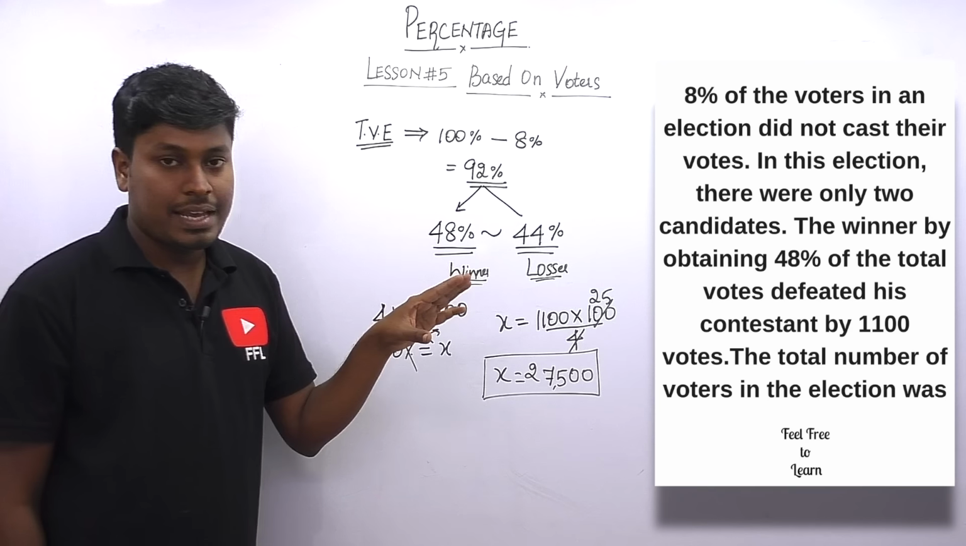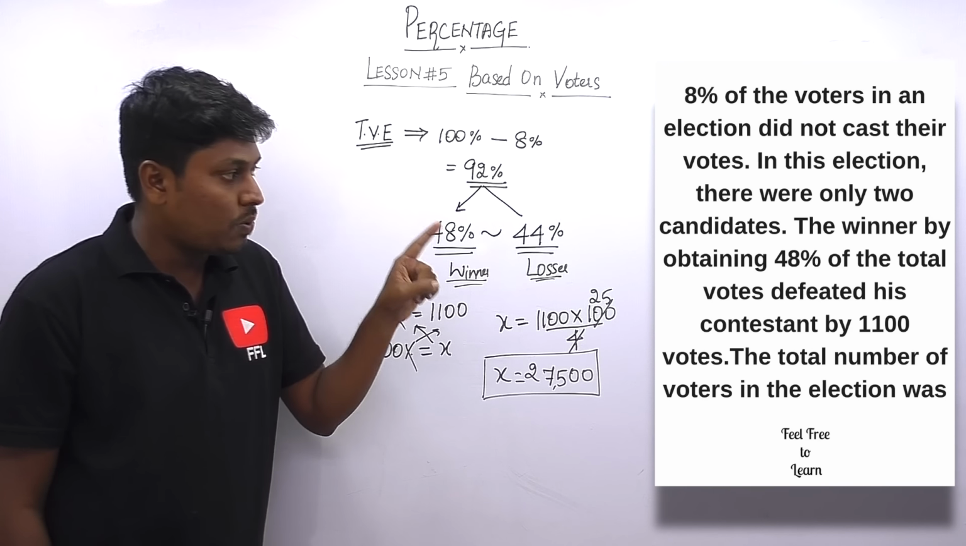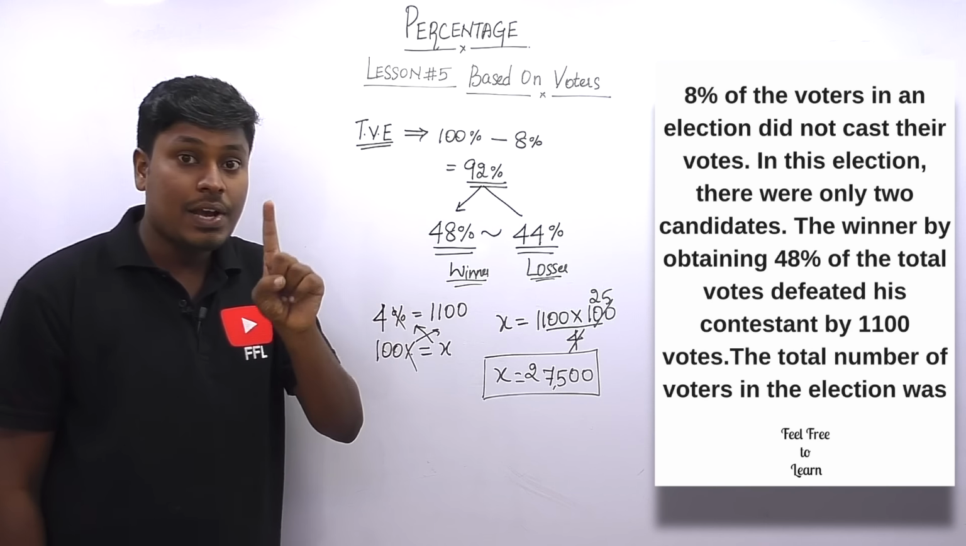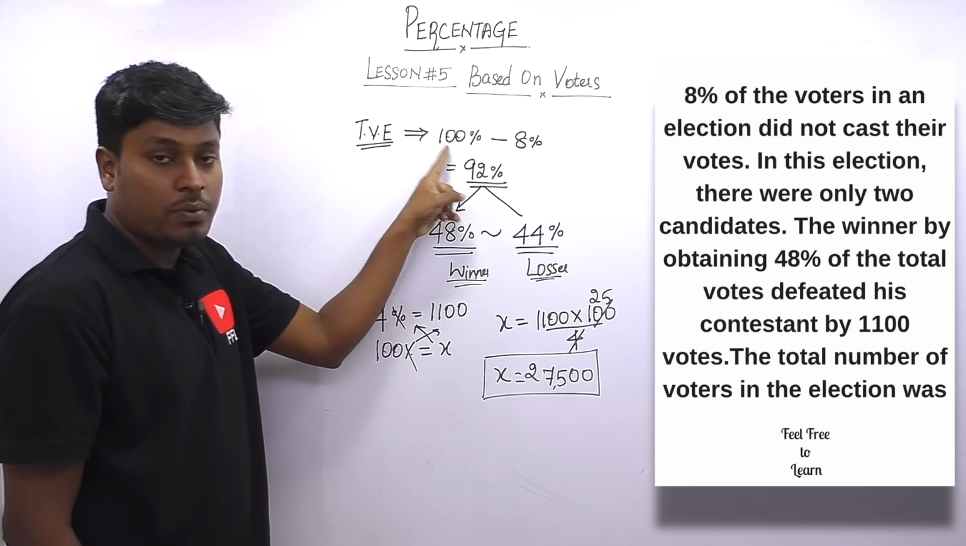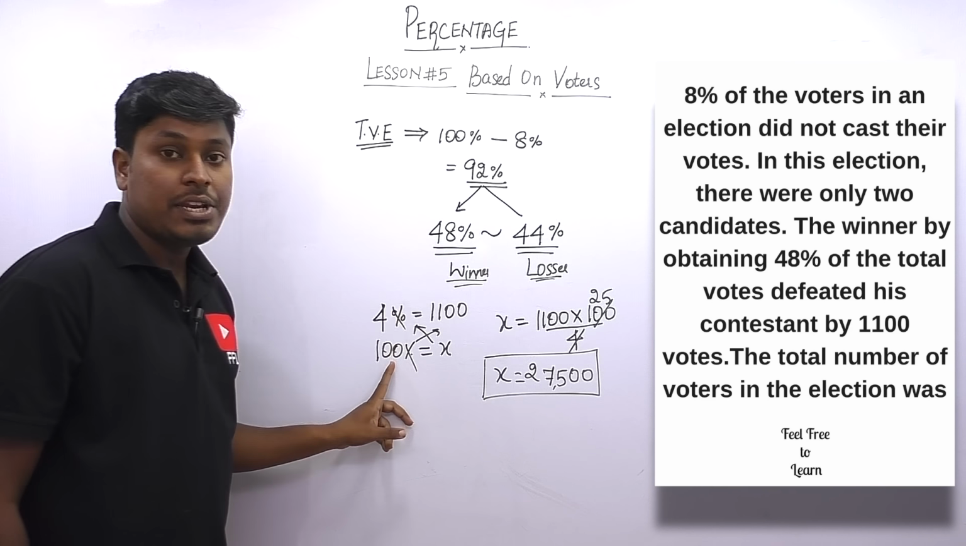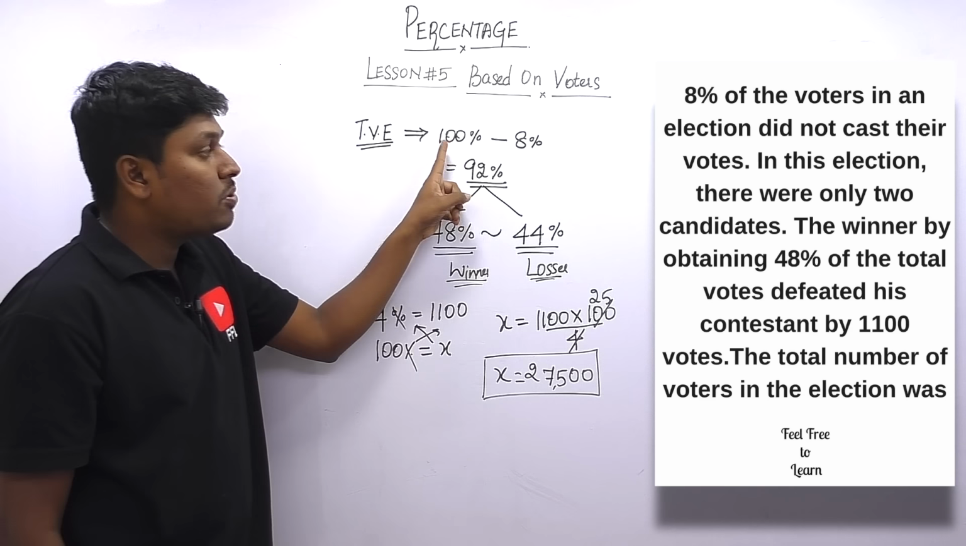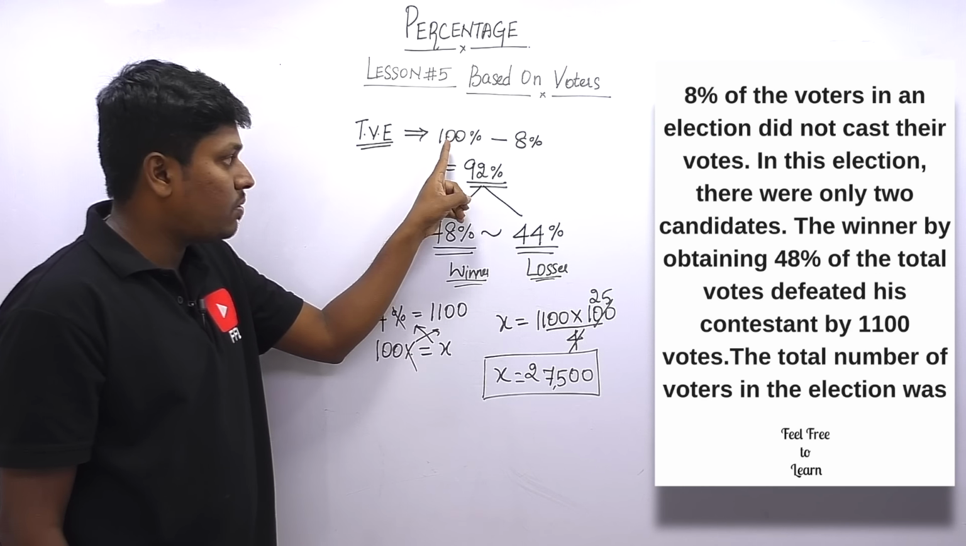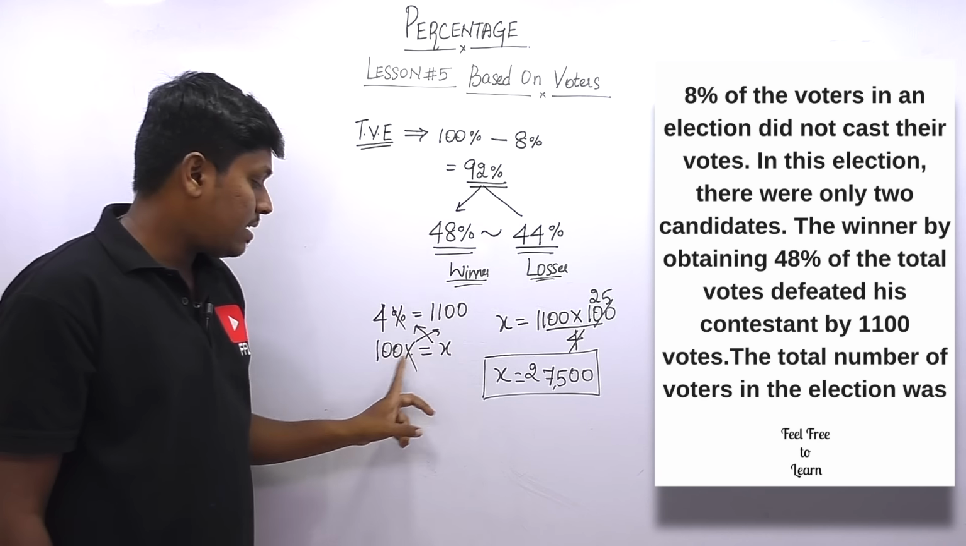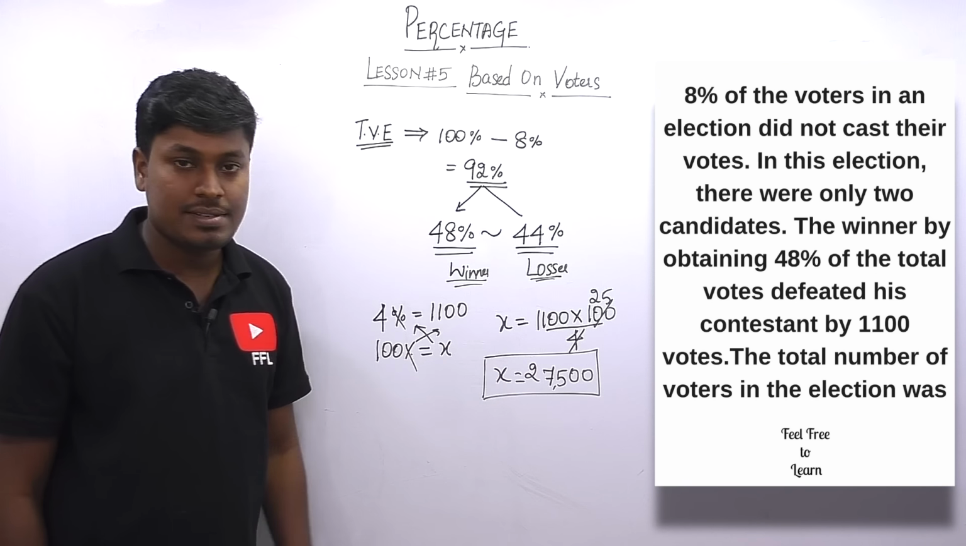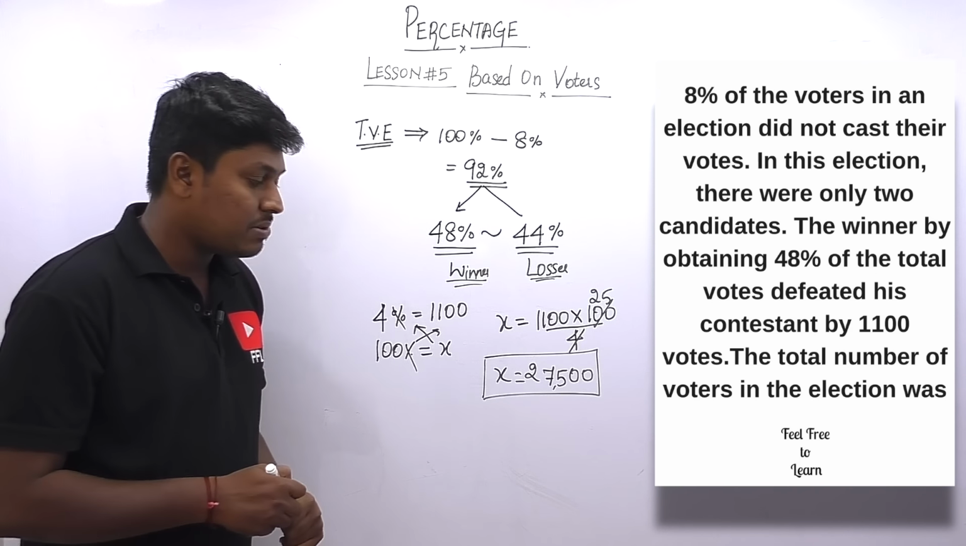And listen to the question carefully. The total number of voters in the election was... They are talking about the total number of voters. You should not calculate what is 92%, right? They are talking about the total number of voters. Total number of voters is 100%. So 100% is equal to X. So once you cross multiply this, finally we got 27,500.